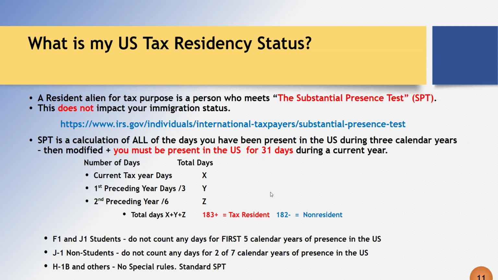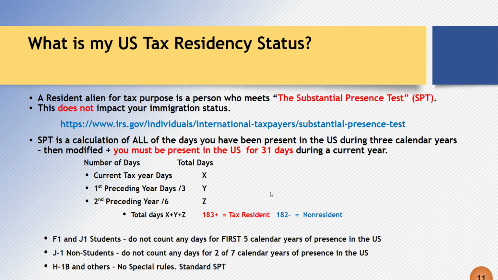So calculate all your days in the current year. We're talking about 2024 today. Then you look back: you take 1/3 of the preceding year and 1/6 of the second preceding year. I don't know who came up with these formulas, but here's the formula. And if you are in the US for 183 or more than 183 days, you automatically become a tax resident. If you were here for less than 183 days, you're a non-resident.